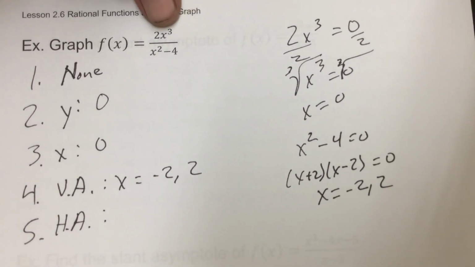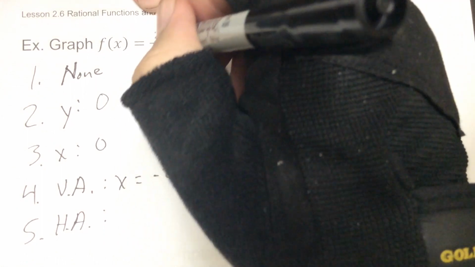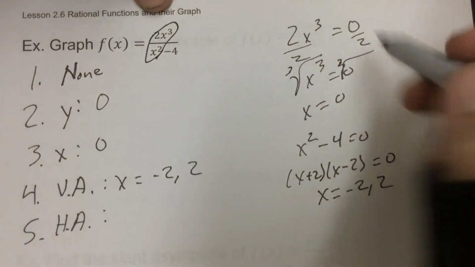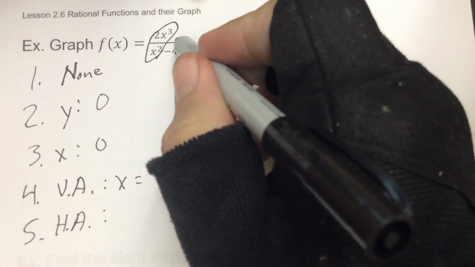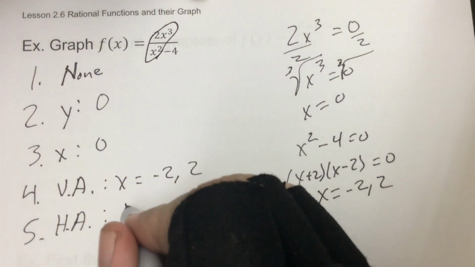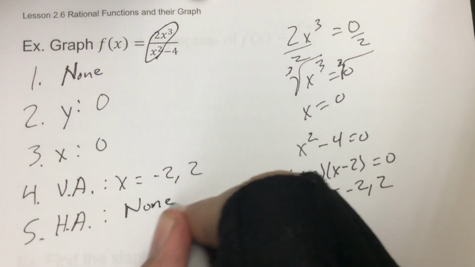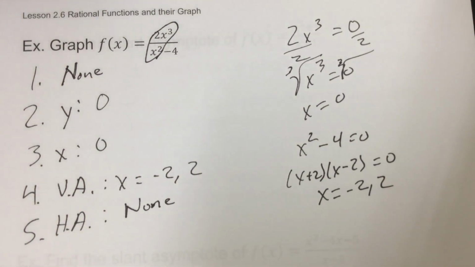Horizontal asymptote. Again, top is bigger here. Not going to be the same. So looking at these first terms, again, is where I was going with that. So when the top is bigger, there is no horizontal asymptote. So the top has to be smaller for it to be y equals 0. If it's the same as coefficients in front, here the top is bigger. So no horizontal asymptote.